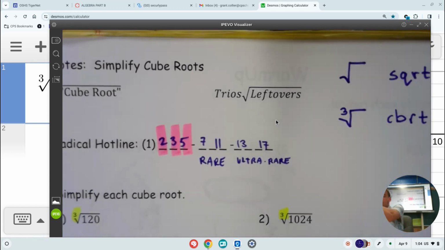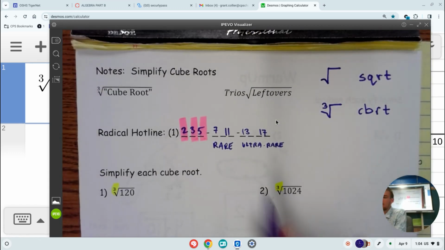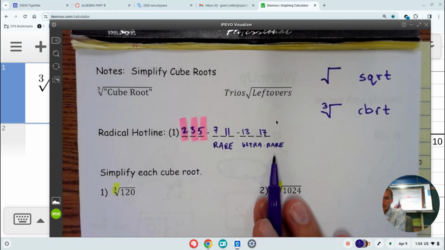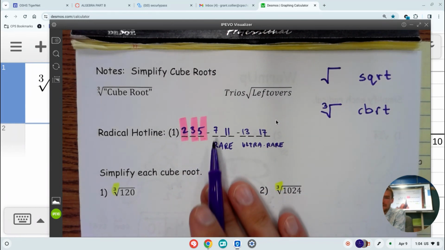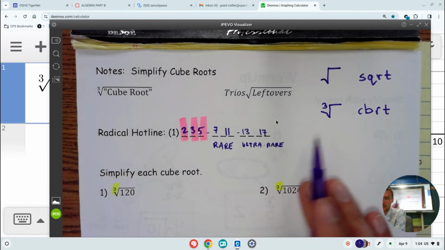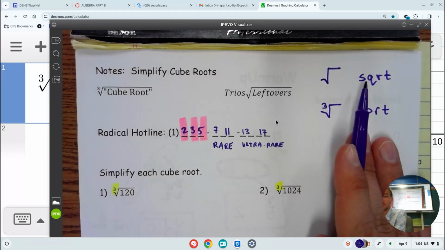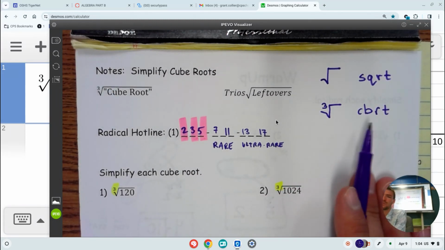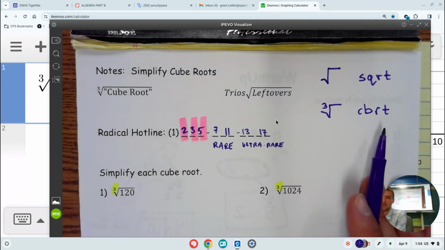All right, we're getting into notes on cube roots. We're going to use the same prime numbers. 2, 3, 5, 7, and 11 are kind of rare. 13 and 17 are ultra rare. We've done square roots, but today we're going to use cube roots, which is CBRT on Desmos.